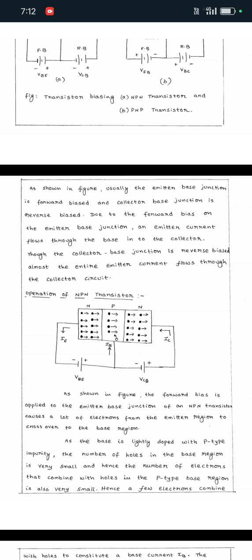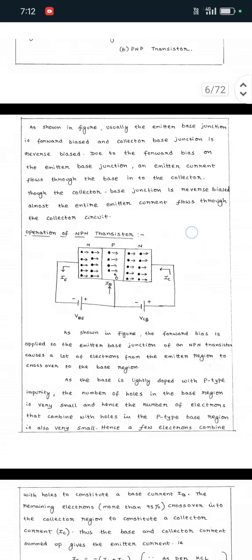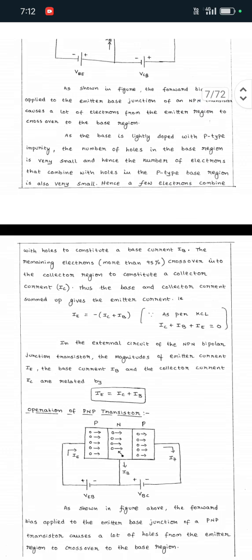So in reverse bias, the first charge carriers are positive charge carriers. In the P type the carriers are positive, and in the N type the electron carriers are negative, right? So due to the attraction between positive and negative, the electrons will move from the base. Okay, so the remaining electrons, more than 95%, in that base cross over to the collector region and constitute the collector current.